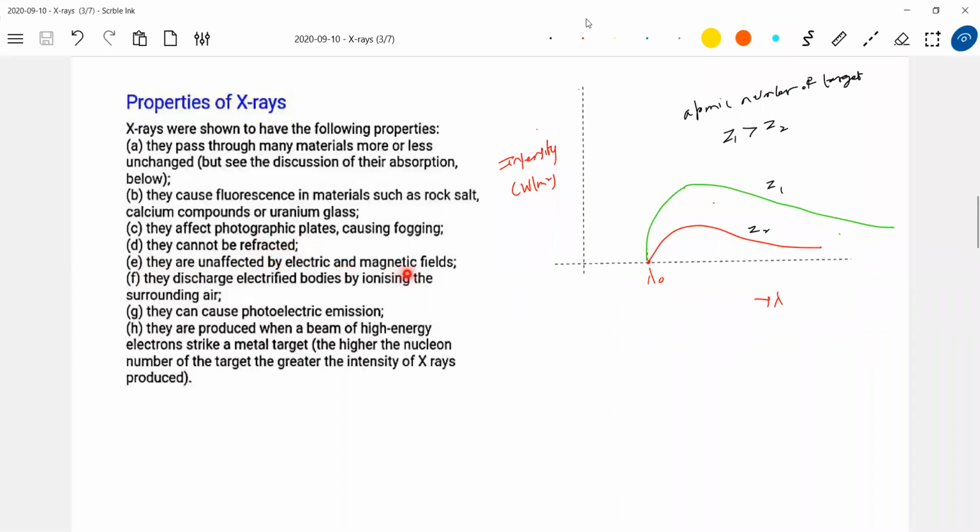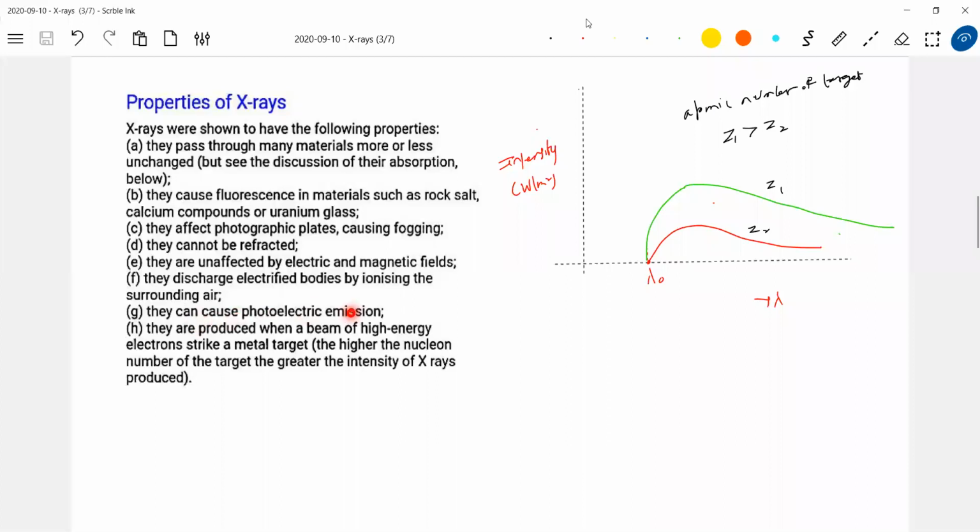They're unaffected by electric and magnetic fields because they are EM waves. So photons will not get deflected by electric and magnetic fields. Then they discharge electrified bodies by ionizing the surrounding air. When these photons pass through any gaseous medium, they encounter collisions. If I pass these X-rays through hydrogen gas, the hydrogen gas will get excited. That's the meaning of discharge here. They can ionize the air.